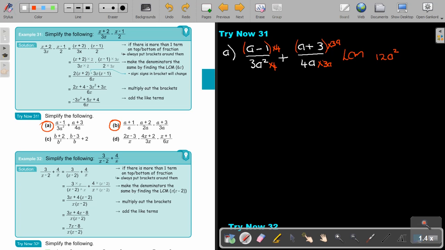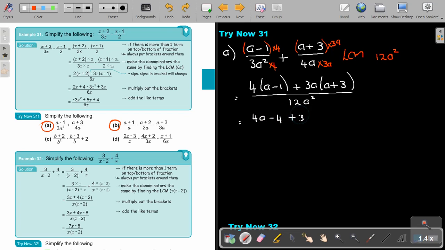And then I'm going to simplify, so it's 4a minus 1 plus 3a plus 3. And that's going to be over 12a squared. And this will be 4a minus 4 plus 3a squared plus 9a over 12a squared. And if I write it in descending order of the exponents of a, so it's a squared, then 4a plus 9a, what will that be? 13, just get it correct there.